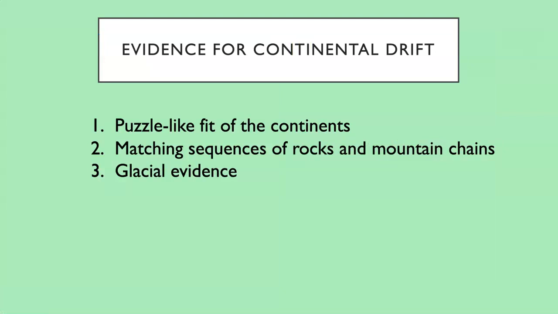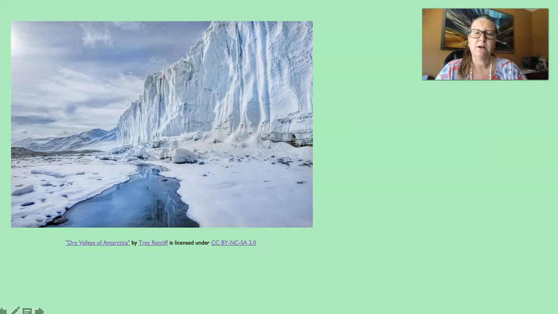Number 3, glacial evidence. This one requires a bit of explaining. There are two kinds of glaciers, alpine glaciers and continental glaciers. We have a lot of alpine glaciers on Earth. Those are the glaciers that are in mountains, and they grow a little bit bigger in winter, melt a little bit in summer, and they're fairly small and they tend to follow canyons.